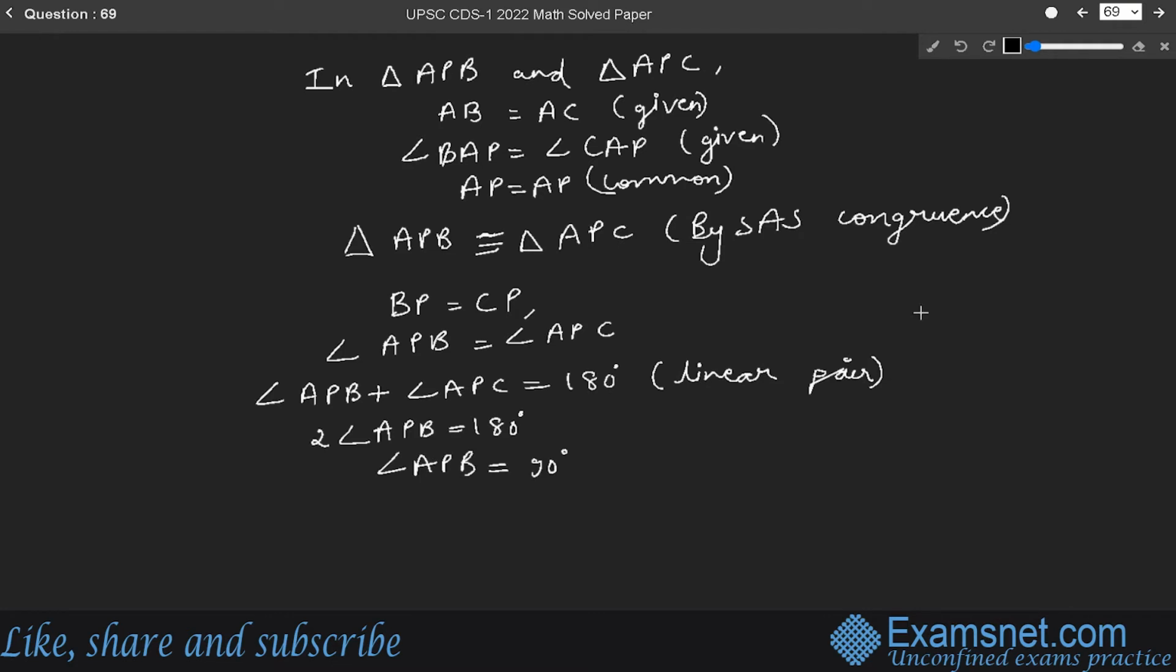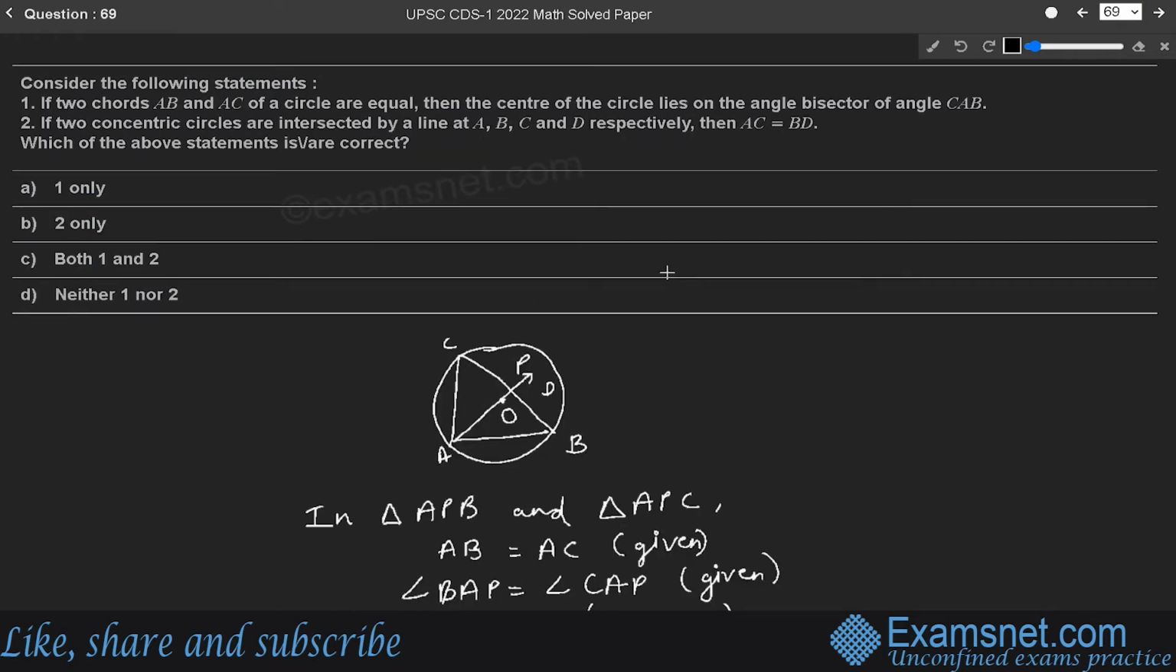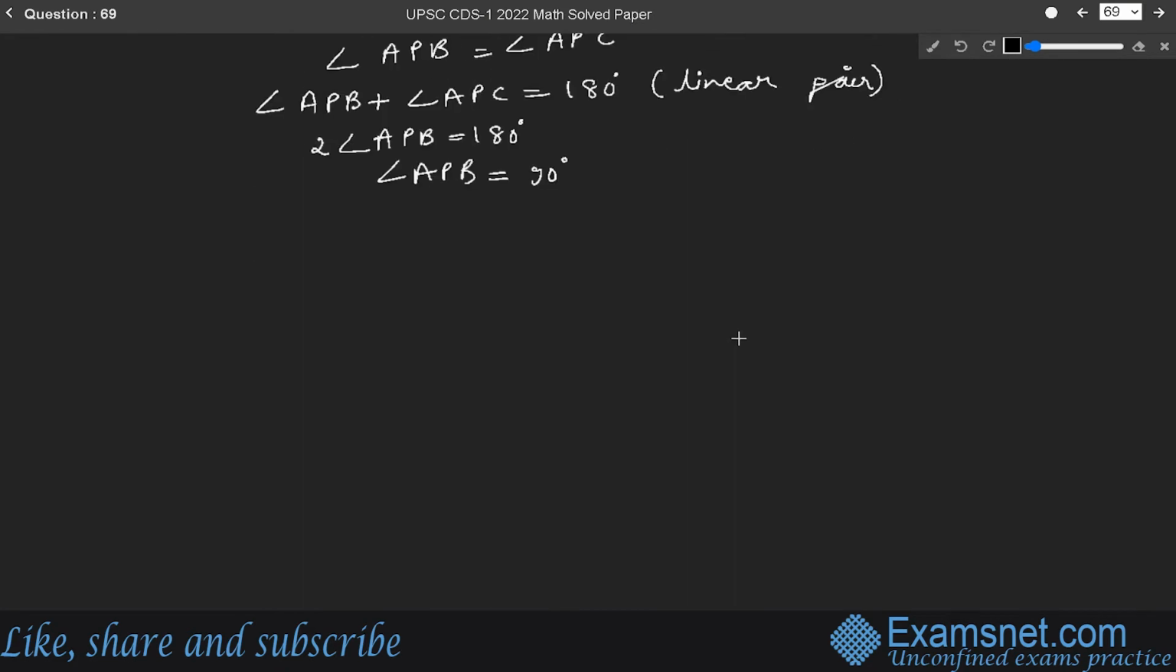And now we know that BP is equal to CP and angle APB is equal to 90 degrees. Therefore, we can say that AP is the perpendicular bisector of the chord BC. Perpendicular bisector means it divides BC into two equal parts. Hence, we can say that AP passes through the center O of the circle. So, statement 1 is correct. It is absolutely right. Now, talking about the second statement.